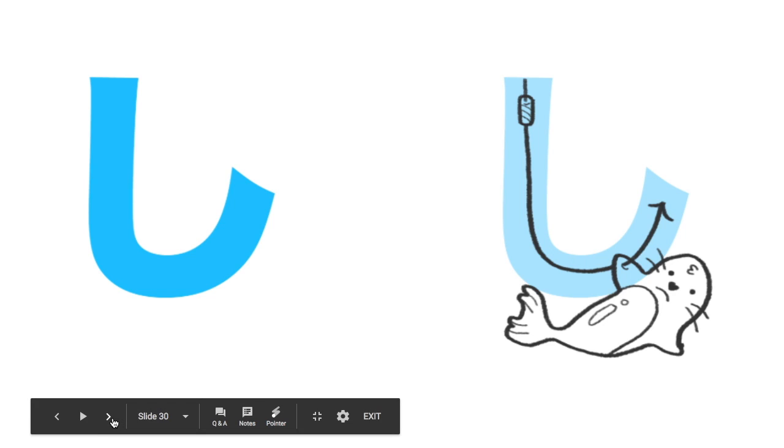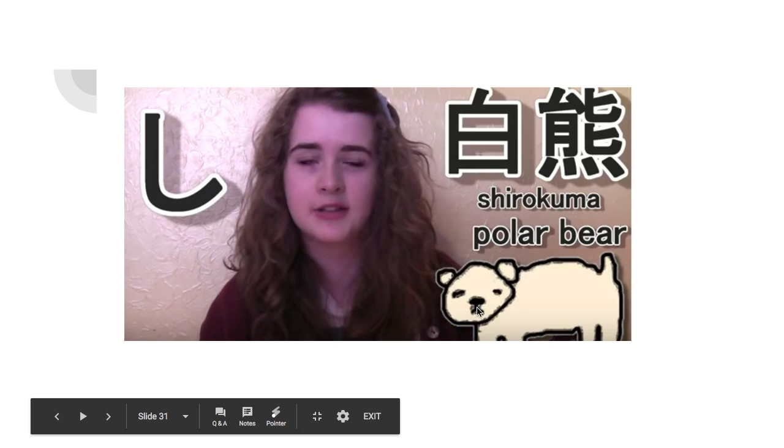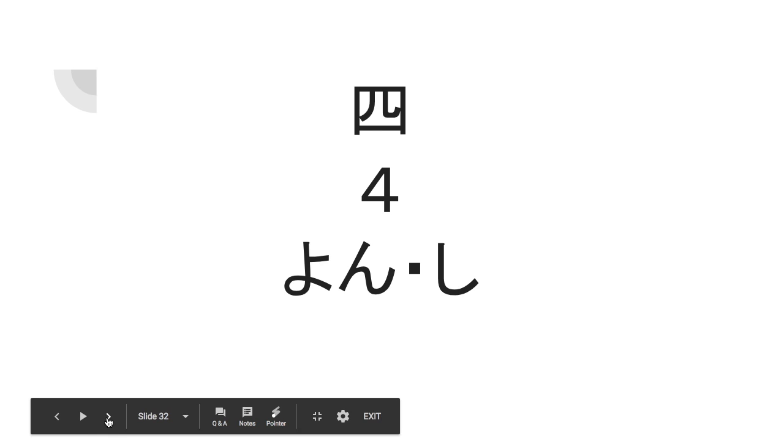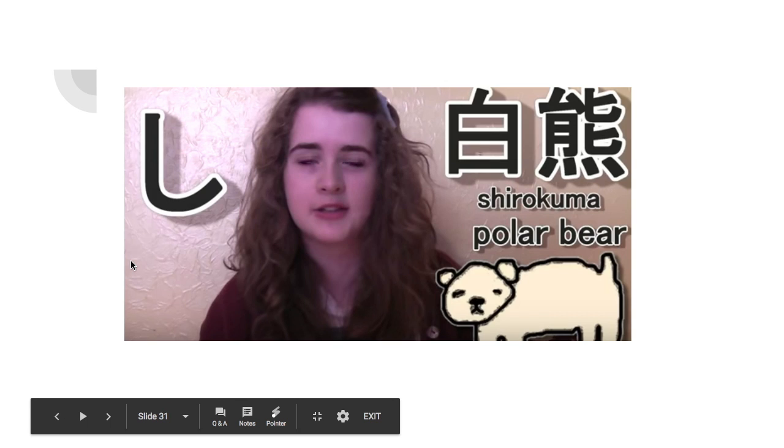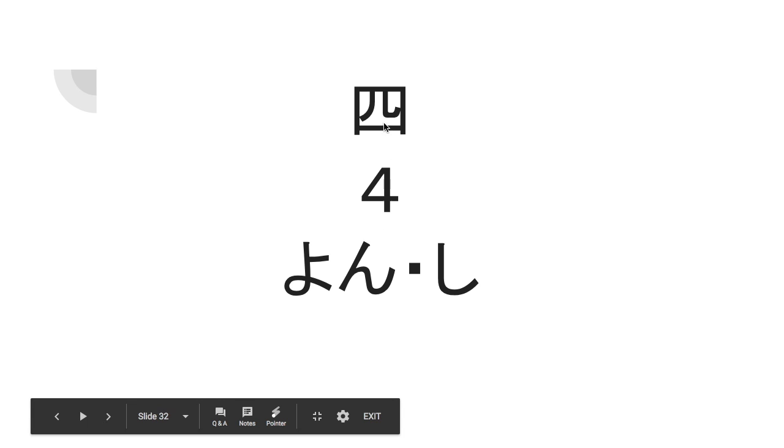Shi. She gives you shirokuma. What I actually want you to learn is the word for four. Four in Japanese can be read two ways, yon or shi. I'm going to have you focus on shi right now because it relates to learning our hiragana. So, shi, four.